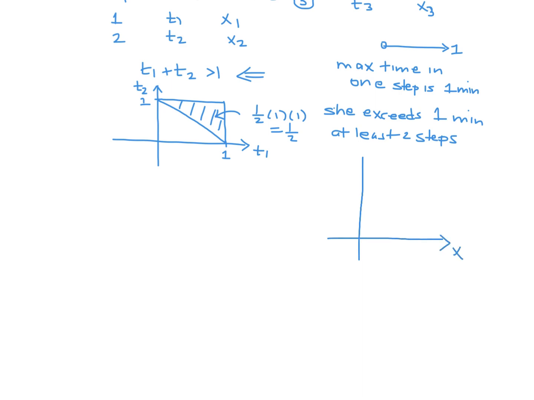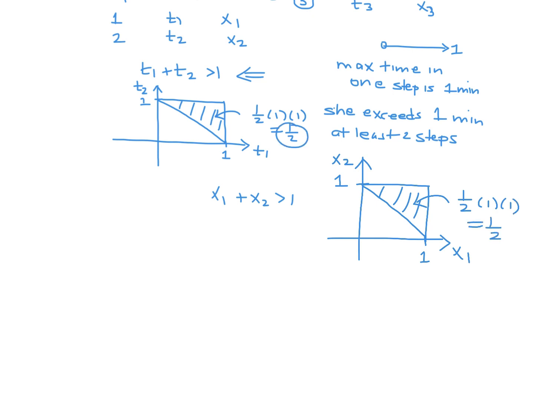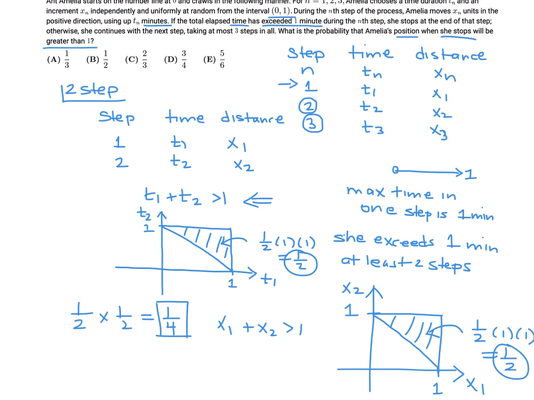So if this is x1 and this is x2, and this is 1 and this is 1, and you draw a diagram like that, that same kind of story, we want x1 plus x2 to be greater than 1, and that will be represented by the area of that triangle, which would be 1/2 base times height. So that's also a half. So we want this and that. If you want that and that, you have to multiply those two probabilities, and when you do, you get a quarter. Okay, so a quarter is part of the answer, and that is when you have 2 steps.